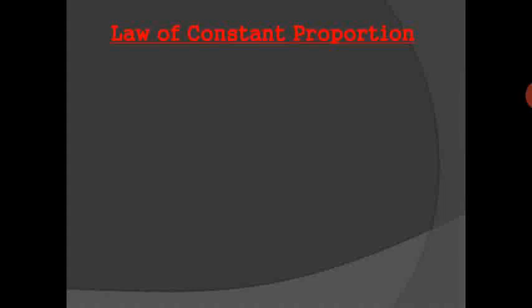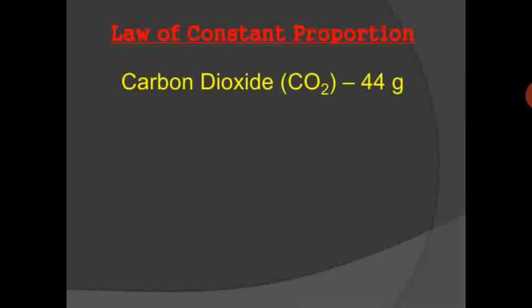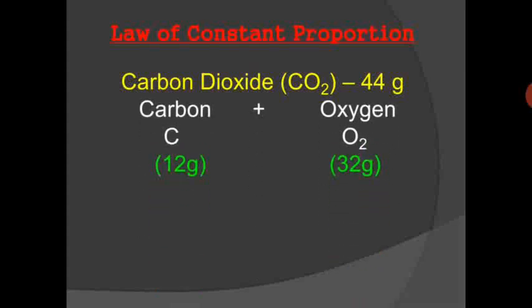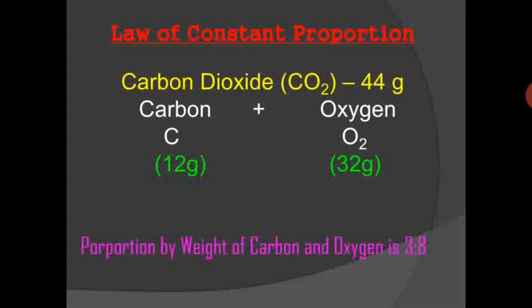Now the next law is the law of constant proportion. Let us study this law with examples. Now if we want to prepare 44 grams of carbon dioxide, we need to take carbon and oxygen, 12 grams of carbon and 32 grams of oxygen. Means their weight will be 12 grams and 32 grams only.